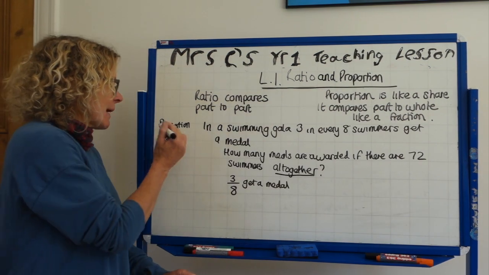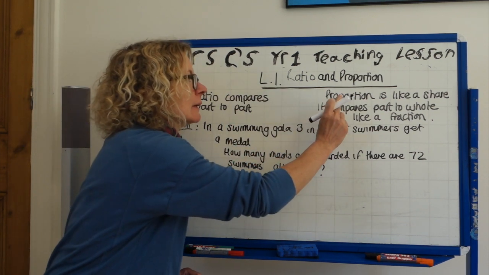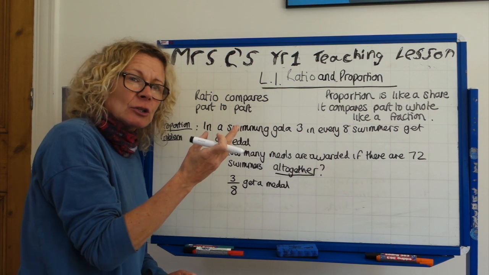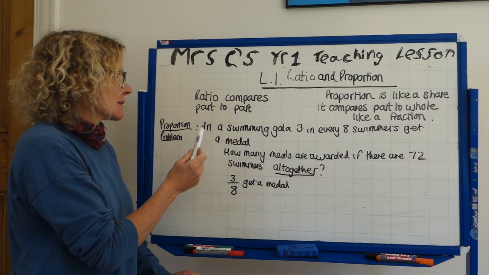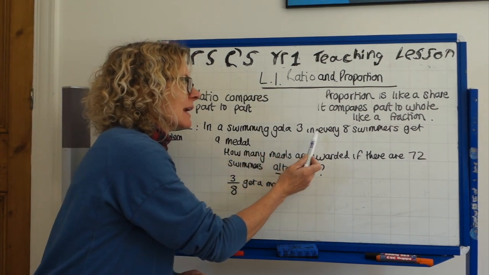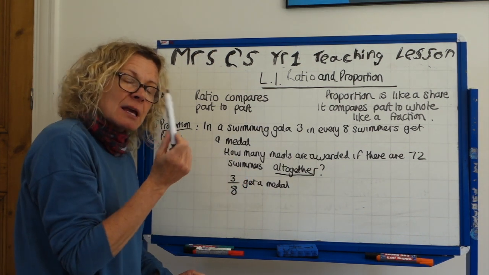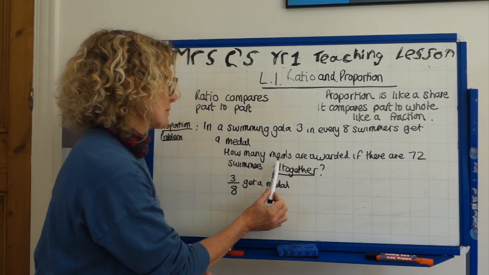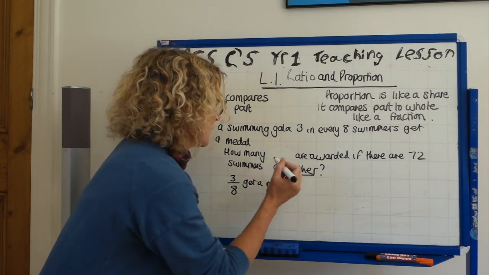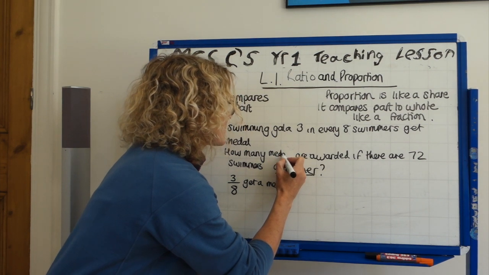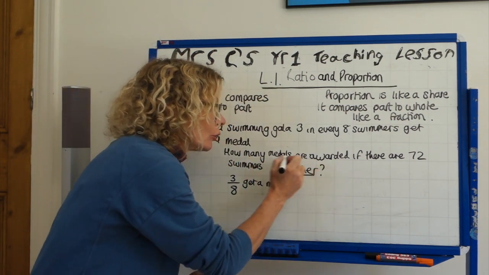Right, okay, so here we're back with a proportion problem. Slightly different. Proportion, remember, is like a share. It's like a fraction. You're comparing a part to a whole. So let's see what the problem asks. In a swimming gala, 3 in every 8 swimmers get a medal. The question's asking how many medals, I'll just correct my spelling mistake. How many medals are awarded if there are 72 swimmers all together?